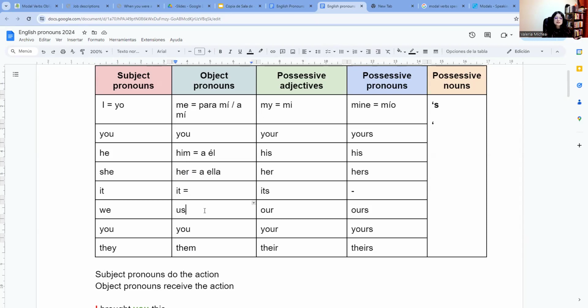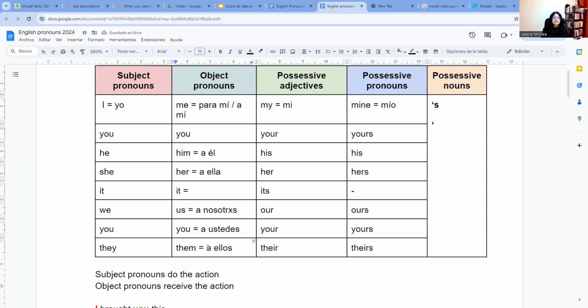Then we have us. How do we translate us? Nosotros. Yes. There you go. A nosotros o nosotras. Then we have you, it's the same, but it would be in the plural form. Yes, a ustedes instead of a ti. And finally, them, a ellos. There you go.